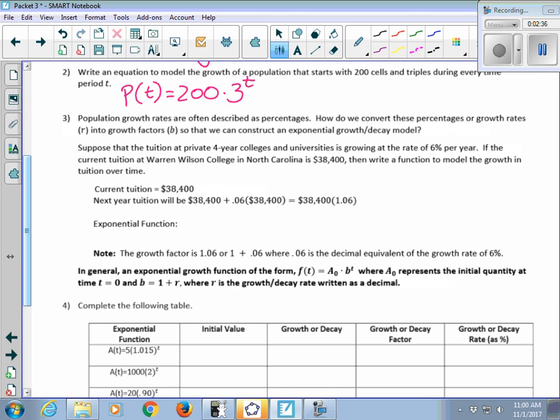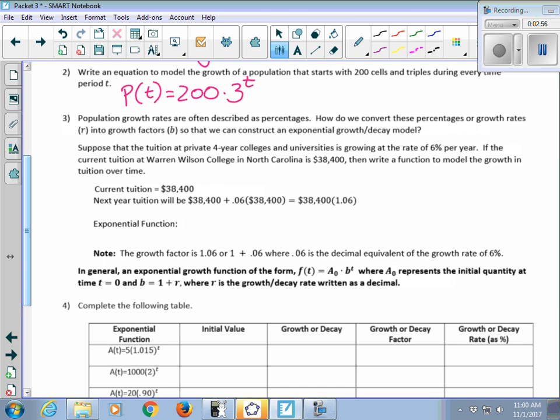So suppose that the tuition at private four-year colleges and universities is growing at the rate of 6% per year. If the current tuition at Warren Wilson College in North Carolina is $38,400, write a function to model the growth in tuition over time. So my current tuition is $38,400.